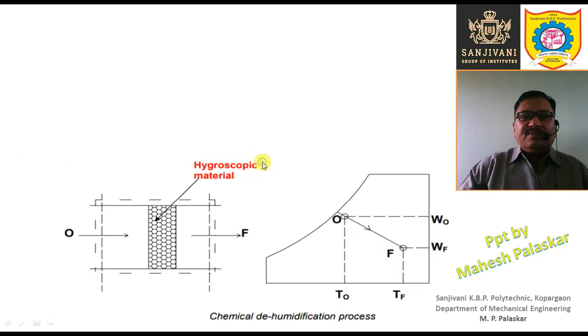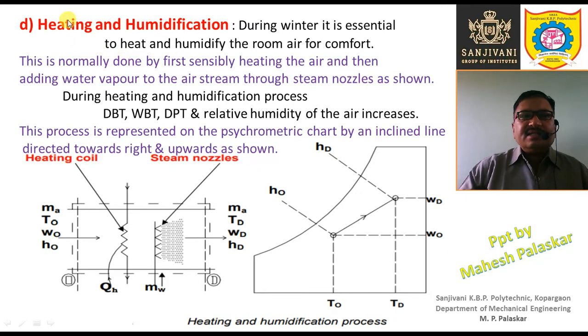Now the next process, not the last but one, is heating and humidification. During winter, it is essential to heat and humidify the room air for comfort. In the winter season we have to heat the air and humidify it because the air becomes very dry. This is normally done by first sensibly heating the air and then adding water vapor to the air stream through steam nozzles.